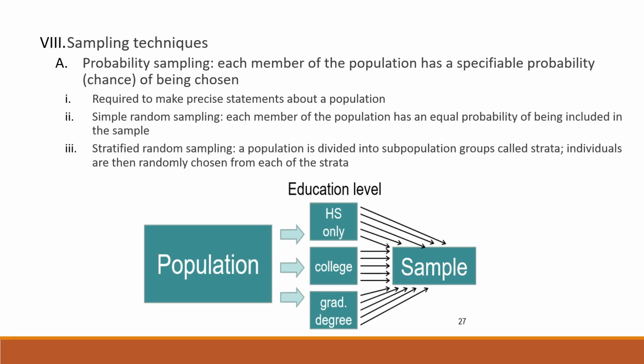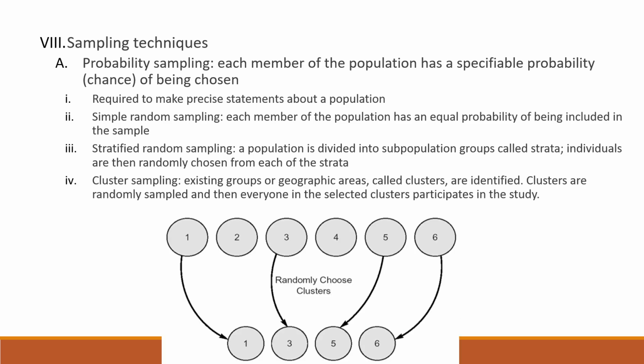Stratified random sampling is when a population is divided into subpopulation groups called strata. Individuals are then randomly chosen from each of the strata. You can see in this example, people are divided up by education and then randomly sampled by high school only, college, or graduate degrees. So you're not pulling from the population, but from the group, so you are making sure you are obtaining people from each category.